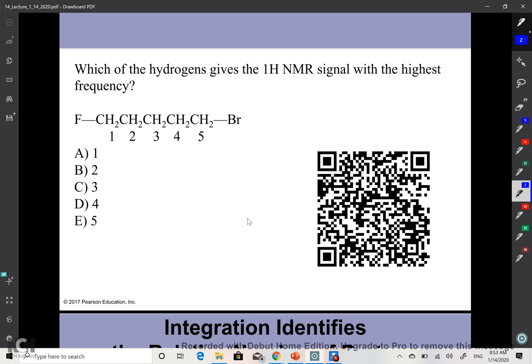It's a popular Egyptian quiz. Yeah, that's what I'm trying to do. So what is the answer? Okay. Why not E? Why is E not the answer? Okay, because bromine is less electronegative, right? Bromine is less electronegative than fluorine. Does that make sense?